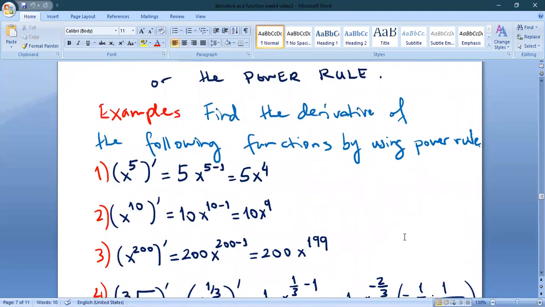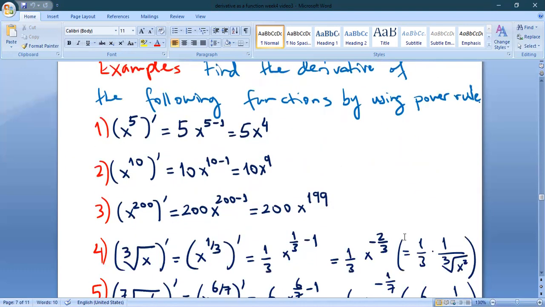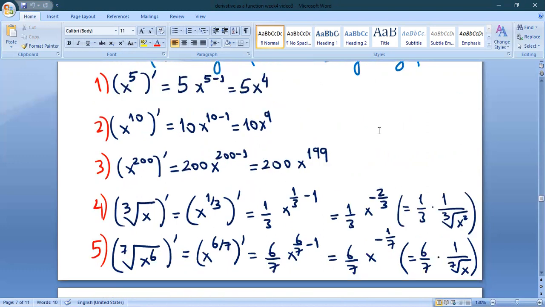And using the power rule, we can look at quick examples, like derivative of x to the 5 will be 5 times x to the 4. X to the 10th derivative will be 10x to the 9. Derivative of x to the 200 will be 200x to the 199. Cubic root function or root functions, they are also power functions. So cubic root of x is actually x to the 1/3. So its derivative is going to be 1/3 times x to the minus 2/3. 7th root of x to the 6 is actually x to the 6 over 7. So its derivative will be 6 over 7 x to the minus 1 over 7.